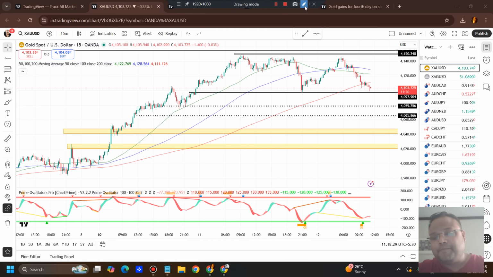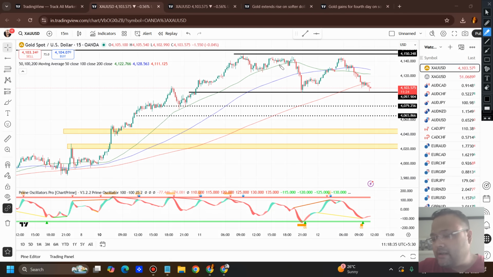So let's get started. And my dear friends, this is the 15 minutes chart of gold in front of us. And yesterday when we were discussing gold, it was trading somewhere around here. It was struggling to cross 4150. And as we all know, 4150 was a psychological resistance. Market also faced resistance previously, so it failed.